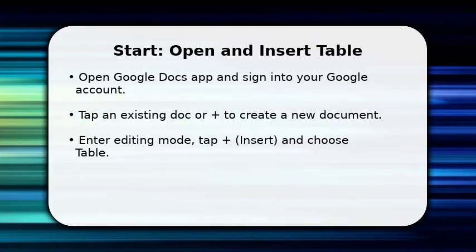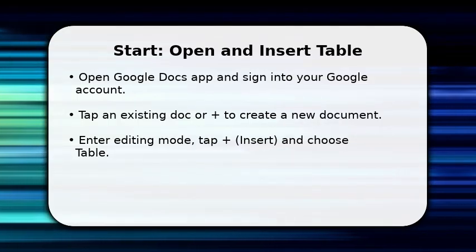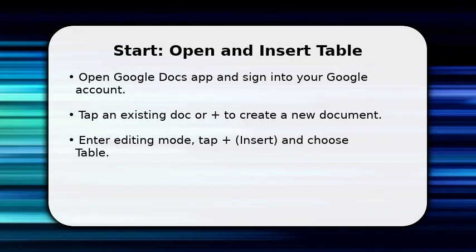You begin by opening the Google Docs app and signing in so edits save automatically. Once in a document, enter editing mode, tap the pencil icon, then tap the plus insert menu and pick table. You choose a grid size immediately.